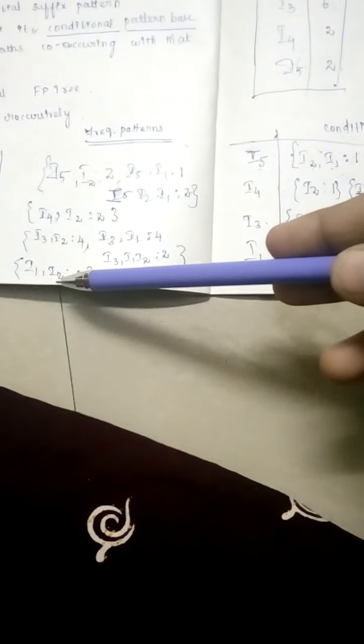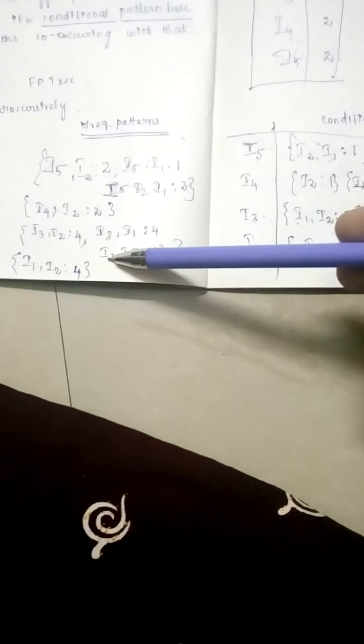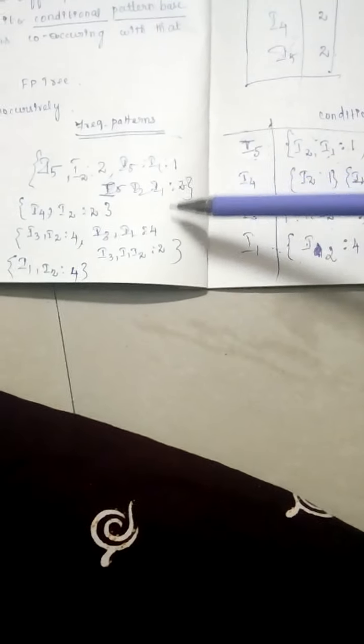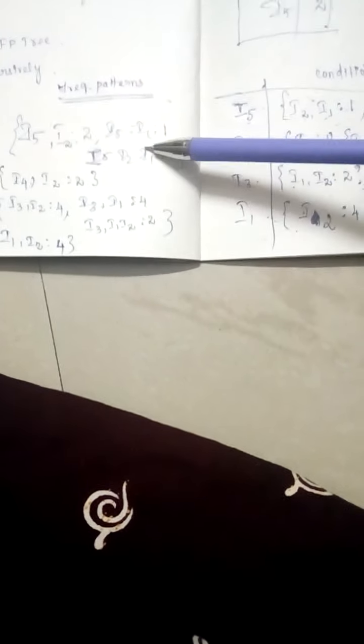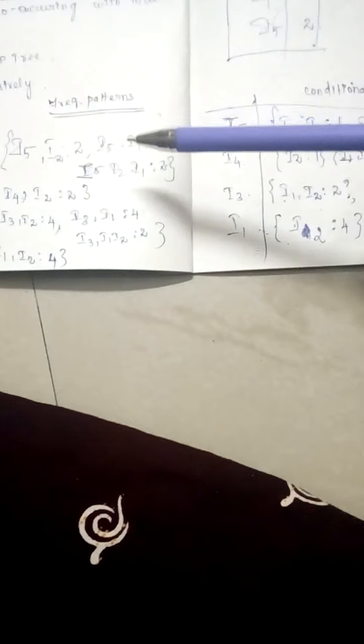Now I1 is occurring with I2 4 times. So the I1 and I2 association, the combination, is 4 times. So these are all the frequent patterns generated. Now from these frequent patterns generated, based on the confidence, we can easily generate the association rules.